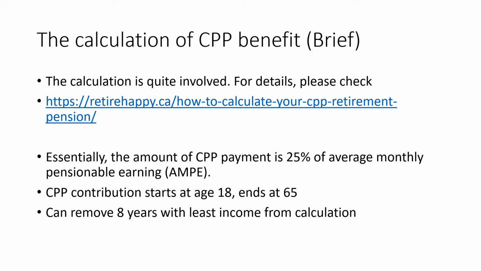The calculation of CPP benefit. The calculation is quite involved. For details, please check the following website. Essentially, the amount of CPP payment is 25% of average monthly pensionable earning, or AMPE. CPP contribution starts at age 18, ends at age 65. We can remove 8 years with least income from calculation of average monthly pensionable earning.